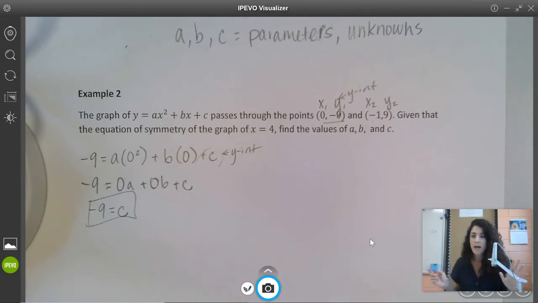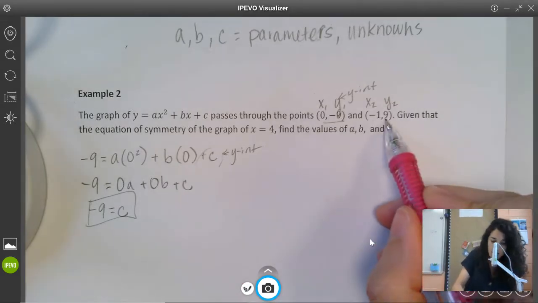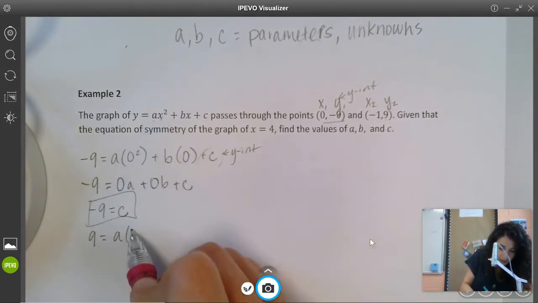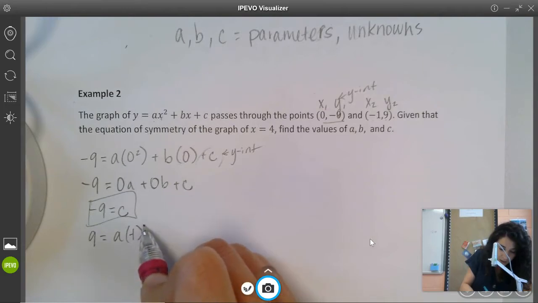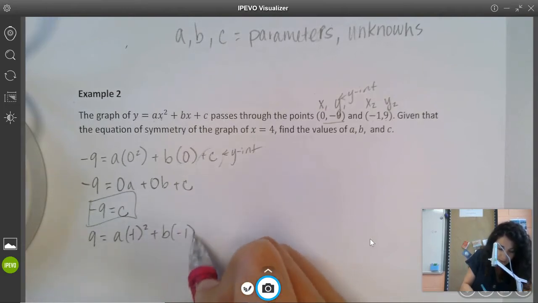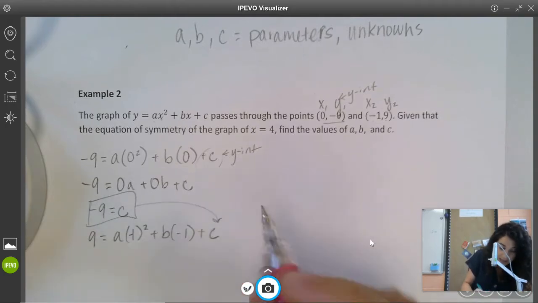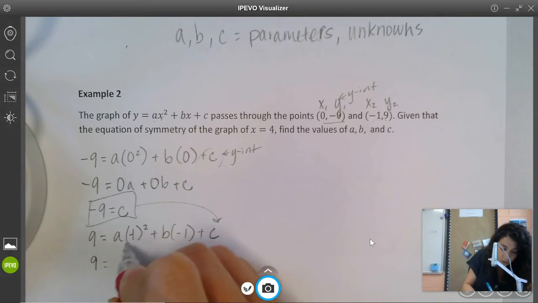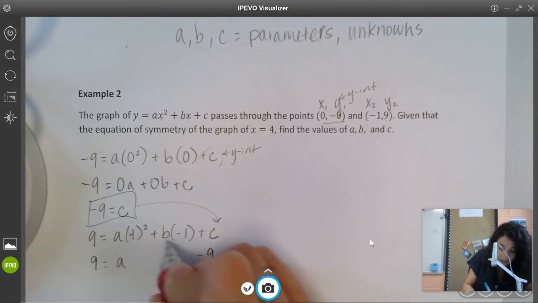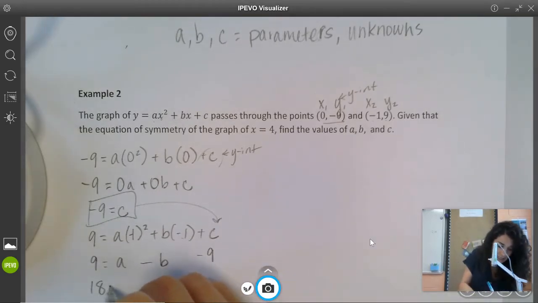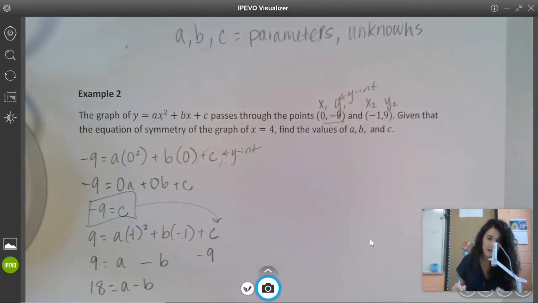And then I'm going to see, okay, well, what happens when I plug in the other point? Well, the other point has a y value of 9. 9 equals a times x, which is negative 1 squared, plus b times negative 1 plus c, which, hey, I know is negative 9, so I can make that minus 9. So that's 9 equals negative 1 squared is 1. B times negative 1 is negative b. I can add 9 to both sides. 18 equals a minus b.